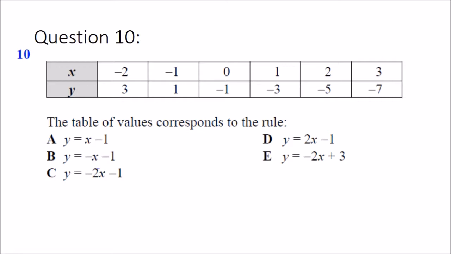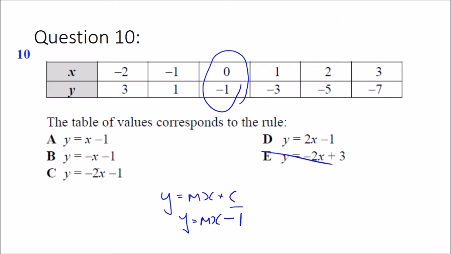One thing to think about here with all of these equations is they're all in this form y equals mx plus c. Now, we know that c is the y-intercept, and the y-intercept happens when x equals 0. So if we look up here, we can find that our y-intercept is given in this ordered pair here. So when x is 0, y equals minus 1. So we know that our equation is something along the lines of y equals mx minus 1. That immediately eliminates e, so e can't be right.